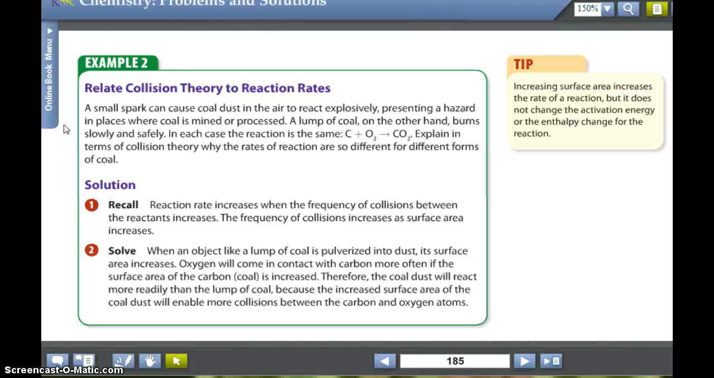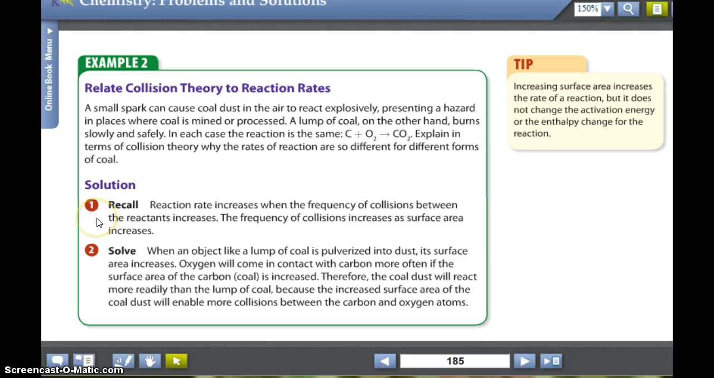In each case, the reaction is the same. Carbon from the coal plus oxygen gas yields carbon dioxide. Explain in terms of collision theory why the rates of reaction are so different for different forms of coal. Okay, so collision theory, they're colliding. When is there more collisions?